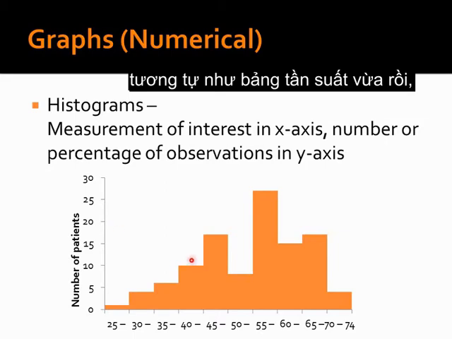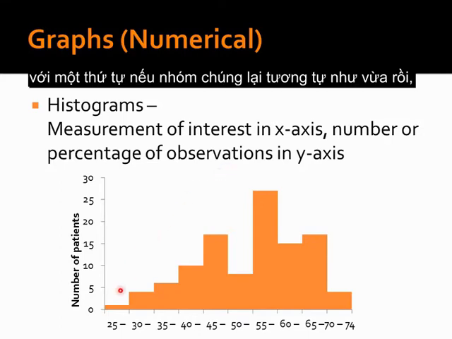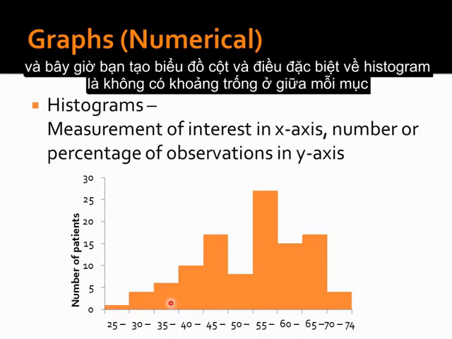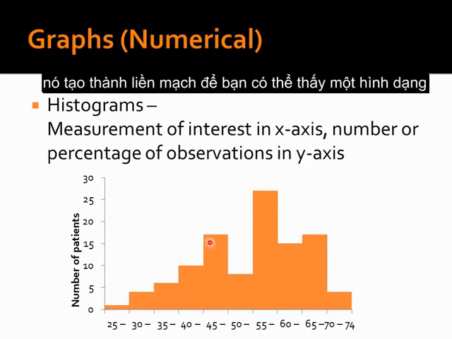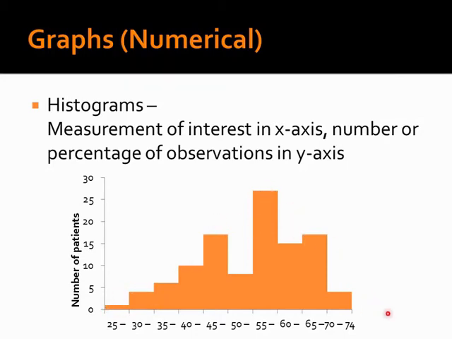And once again, to create a bar chart, similar to the frequency table just now, your numerical data has to be turned into ordinal data or categorical data with an order. So you have to group them up. Similar to just now, you've broken that age into age groups, and now you make the bar charts. The special thing about histograms is that there is no space in between each category. It forms a seamless whole. This is so you can see a shape, and also to emphasize the point that this is not actually categorical data, this is continuous data.